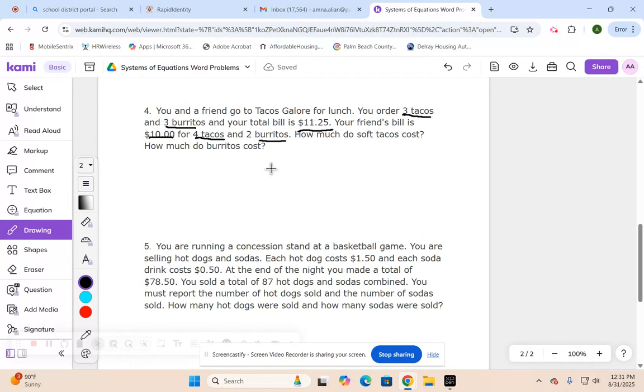So basically what we have here is 2 cost functions. Okay, you bought 3 tacos. We'll put T for tacos. Plus, you bought 3 burritos. And you paid a total of $11.25 for this order. Your friend bought 4 tacos, 4T, T for tacos. And he bought 2 burritos, B for burritos, here. And he paid $10.